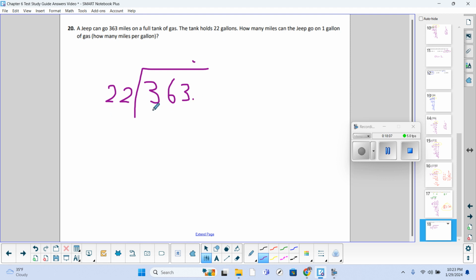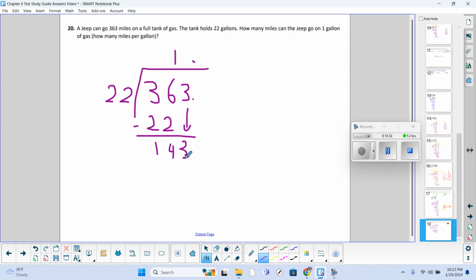Does 22 go into 3? No. Does 22 go into 36? It sure does, 1 time. 1 times 22 is 22. My remainder is 4. 3 minus 1, no, 2 is 1. So 143. All right, how many times does 22 go into 143?